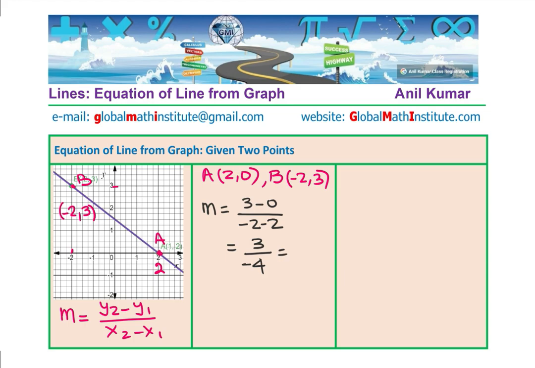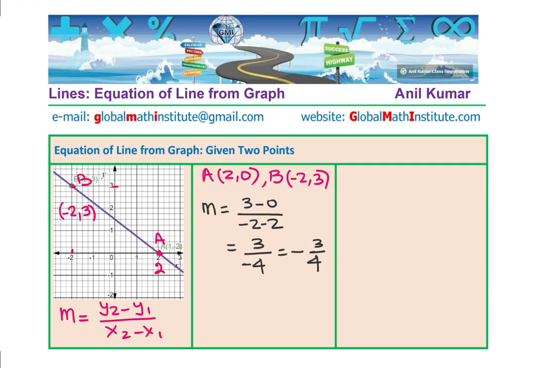It is a good thing to write the minus in general, not with the numerator or denominator specifically. So I prefer to write this as minus 3 over 4. So minus 3 over 4 is the slope of this particular line. Is that clear to you, right?